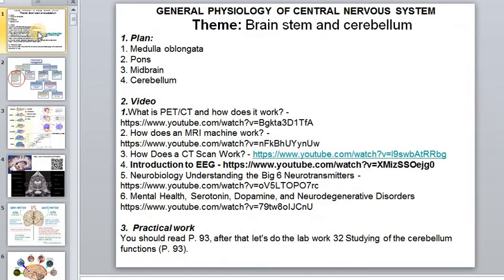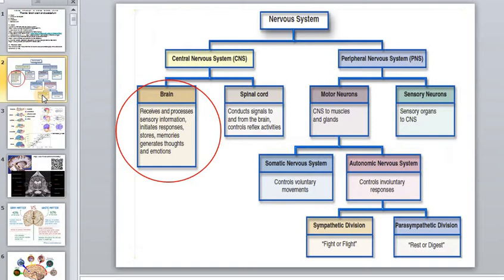Hello everyone who study physiology with us, and today we start to study the brain, and we have the terms brain stem and cerebellum. For today a lot of work and video links, and as usual we have the part in the practical book, our lab works, and let's start.